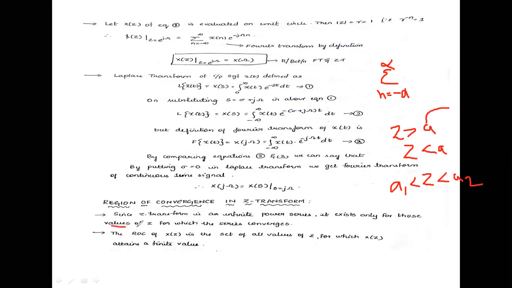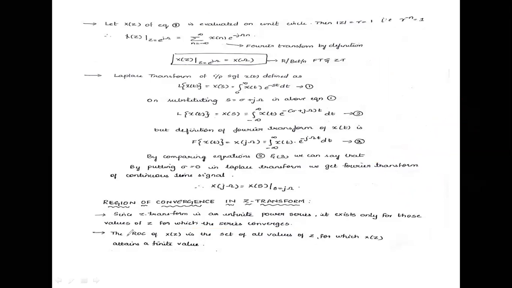Only for those values of Z for which the series is convergent, even if the sum runs from minus infinity to infinity. It depends upon the region of convergence, either in the positive direction or in the negative direction, and in between only we can take the region of convergence. For those values of Z, the series is convergent.